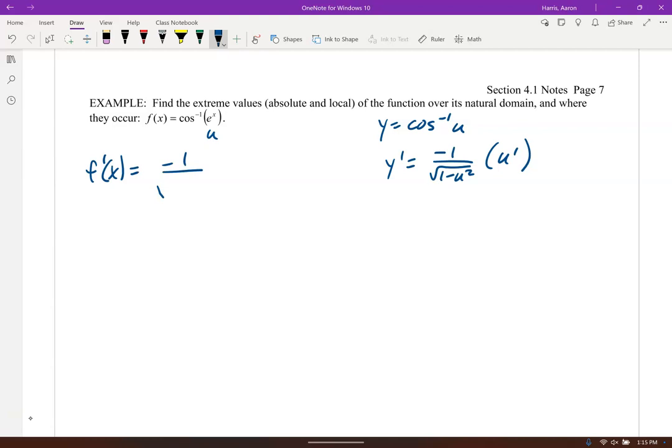So let's go ahead and take that derivative. We got -1 over the square root of 1 minus, our u is e to the x, squared, and then times the derivative of e to the x. Well, that's ln of e to the x, so we got negative e to the x. Remember, ln of e is just 1. Over the square root of 1 minus e to the 2x here.